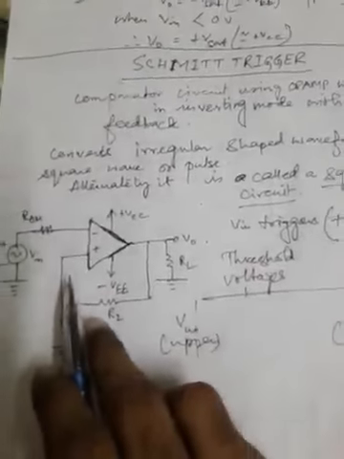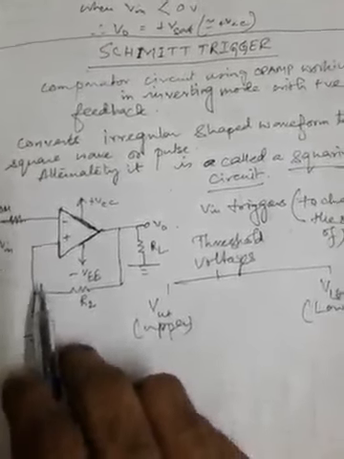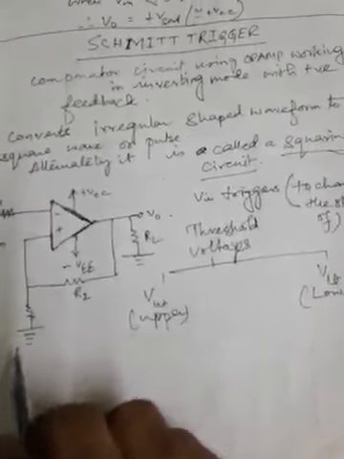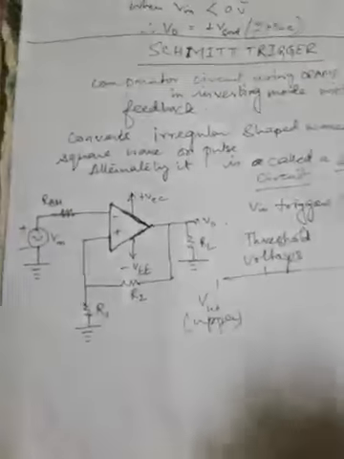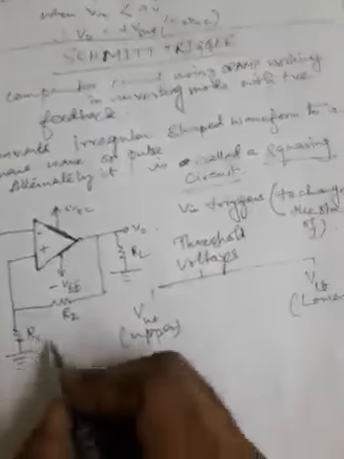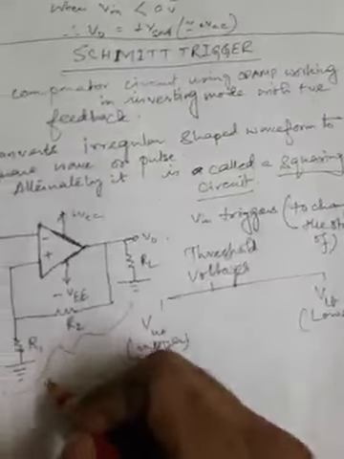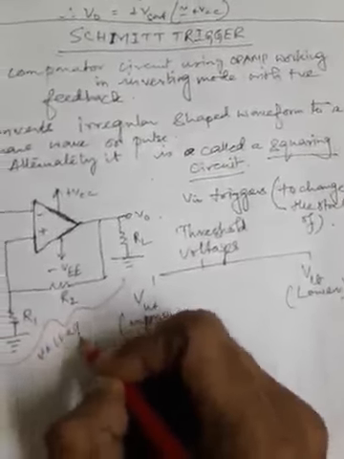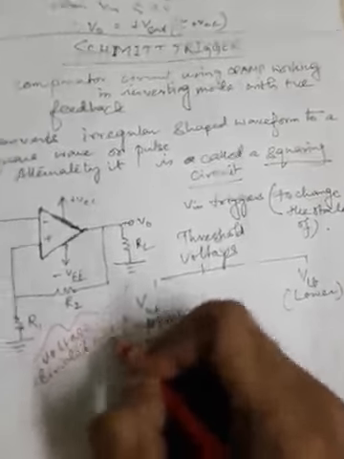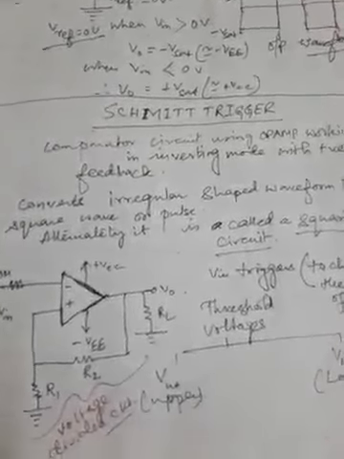Now let us once again refer to the circuit diagram to find that the threshold voltages are obtained by using the voltage divider circuit comprised of R1 and R2. So this is R1 and this is R2. This is a voltage divider circuit, and it will be deriving the threshold voltage.